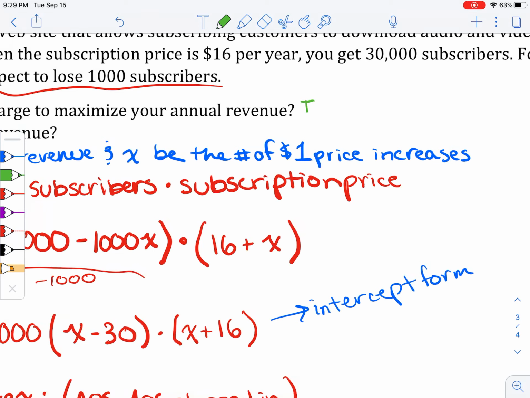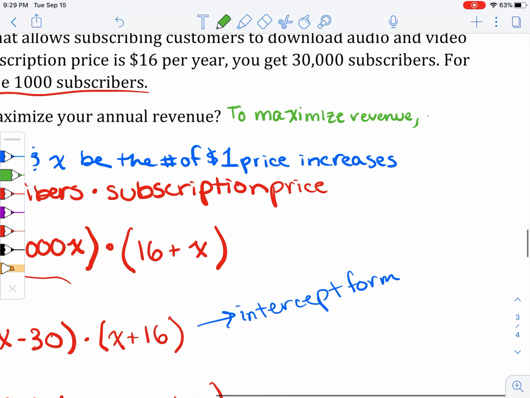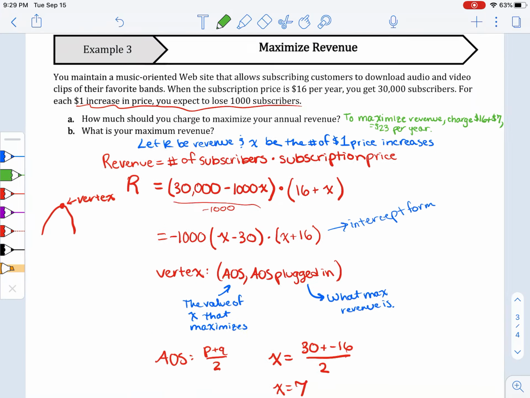So we're going to say to maximize revenue, charge 16 plus 7, which is $23 per year. Okay, that's your answer to A.